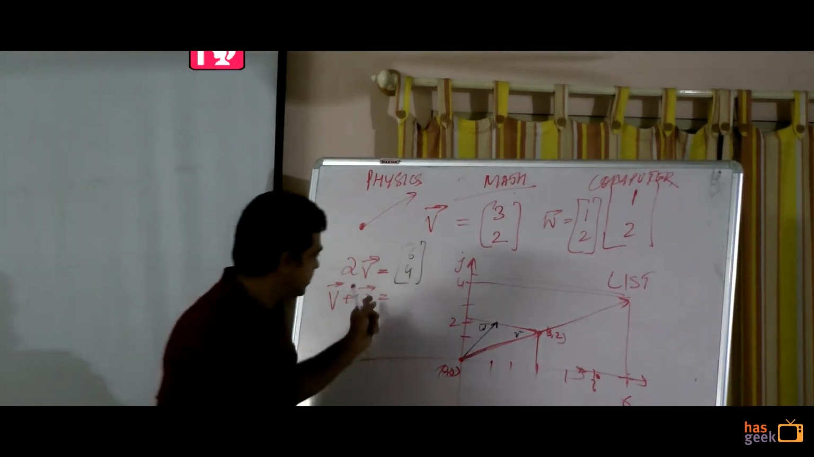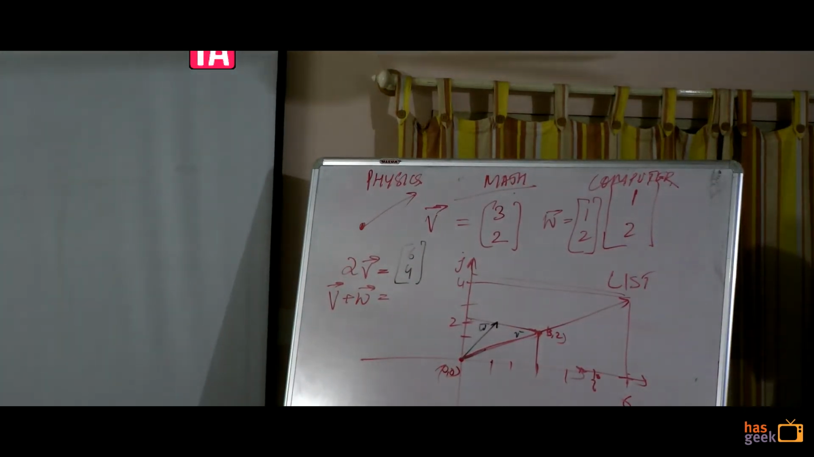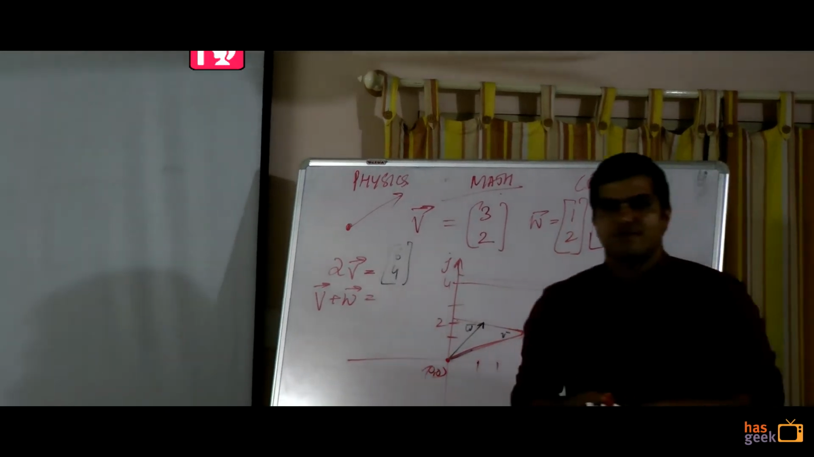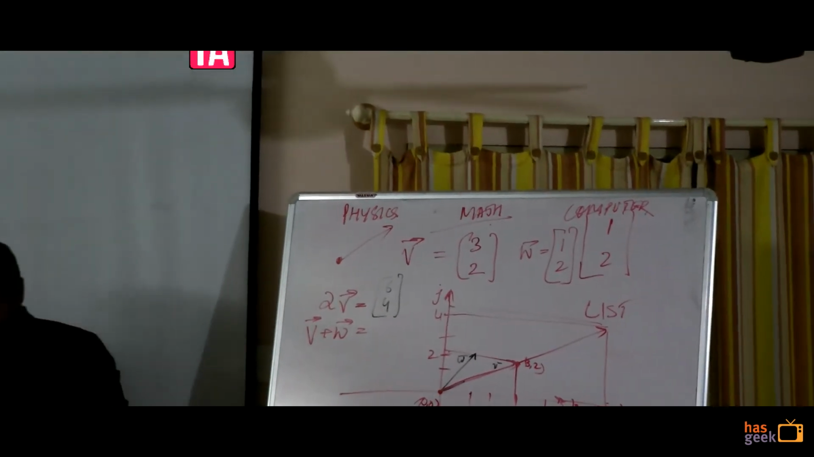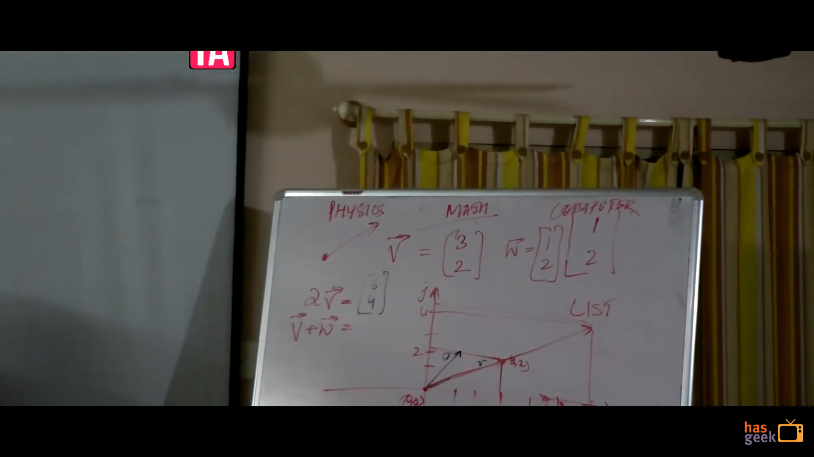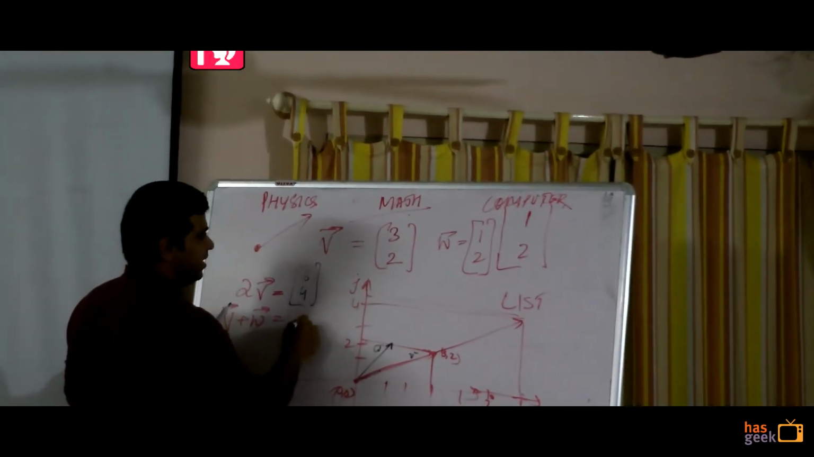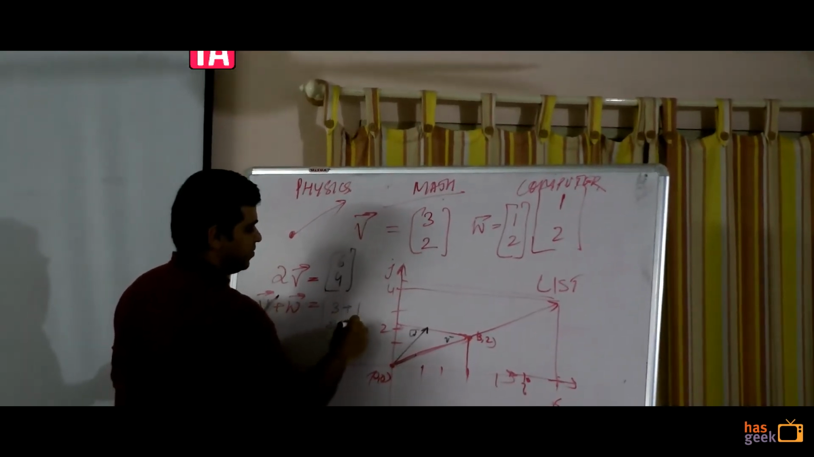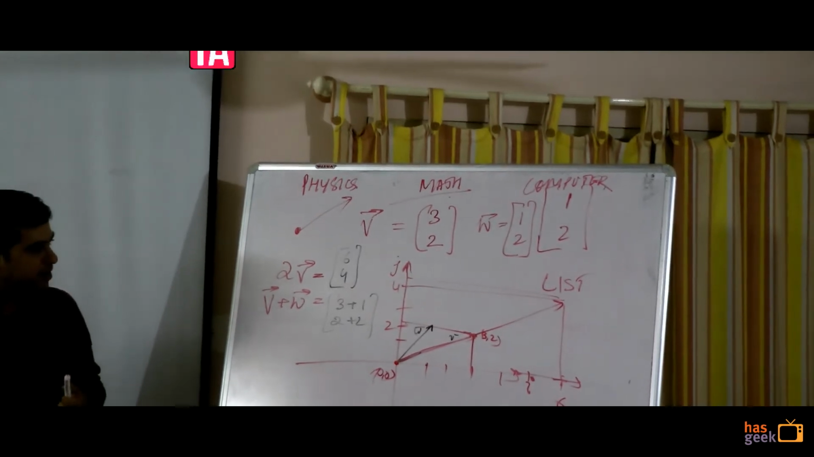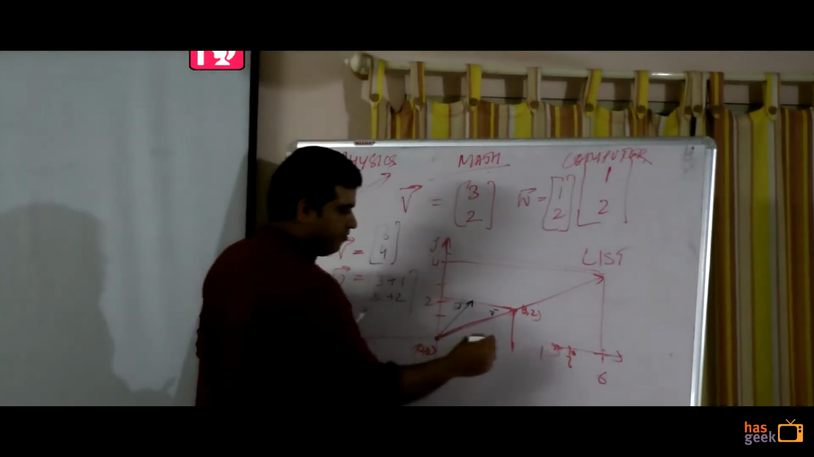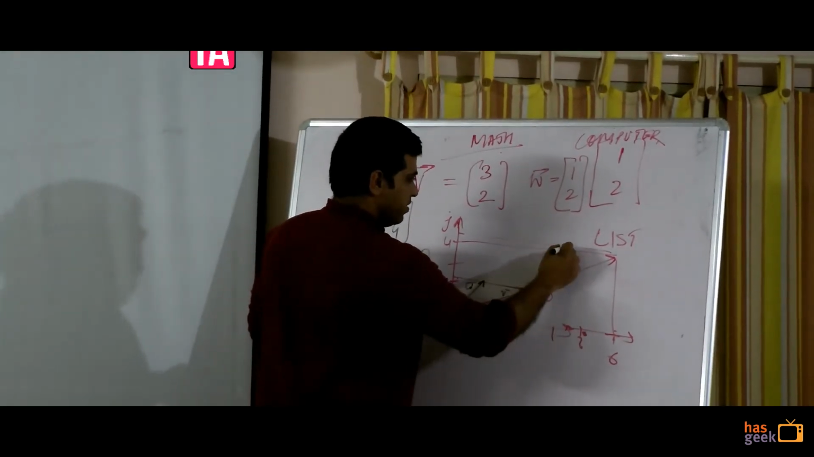Okay, what does it mean to add two vectors? Add all i components and j components. So we're going to do 3 plus 1, 2 plus 2. What does it mean here? So if we were to draw this, 3 plus 1, that's 4, and 4. So it comes here.